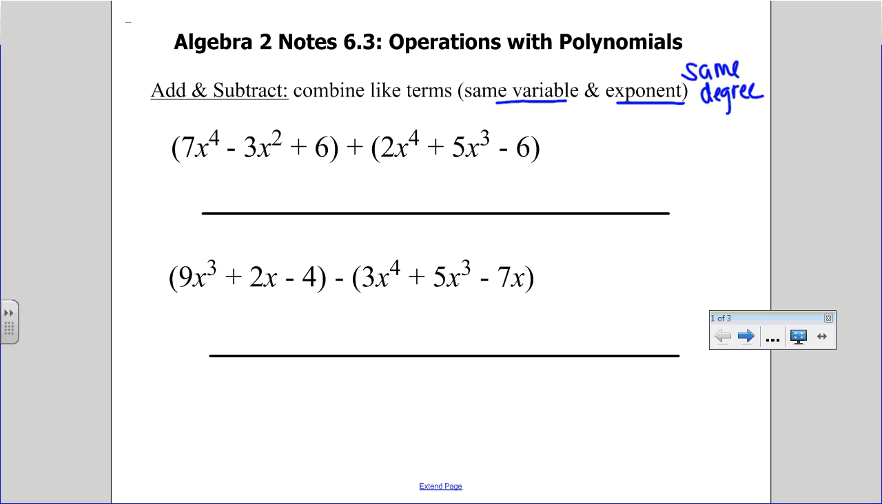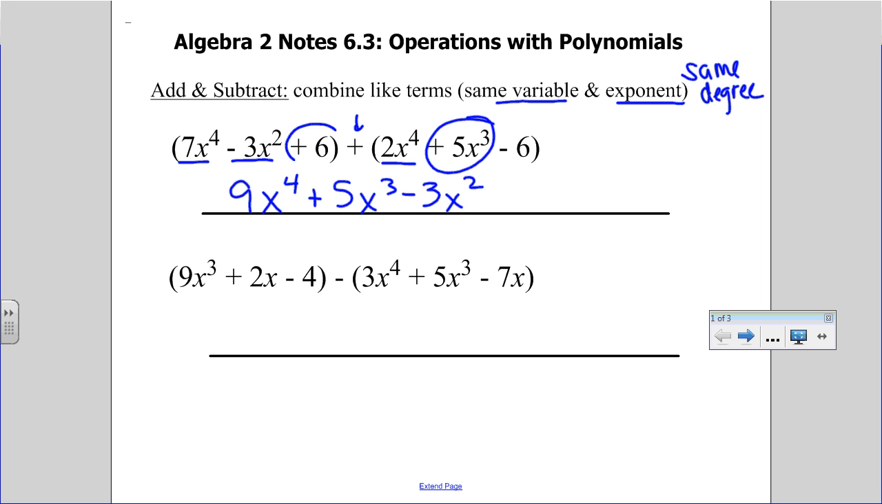We're going to add in the first example. So I look through for the largest exponent, and these are nice problems because they're in standard form. So I've got 7x to the 4th plus 2x to the 4th is 9x to the 4th. I then have to look for any x to the 3rd. So notice I'm not using this negative 3x squared. I'm using this plus 5x to the 3rd. I want my answer written in standard form. Then I look for x squared, so there's only one. I look for a linear term, and there are no linear terms, and so then I'm left with my constants. 6 minus 6, which is 0, and so here's our new polynomial.